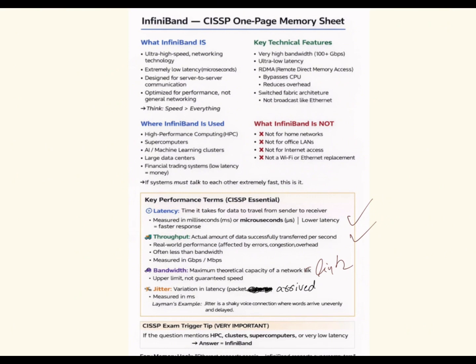So now if we conclude our discussion, InfiniBand is always an ultra high speed networking technology.